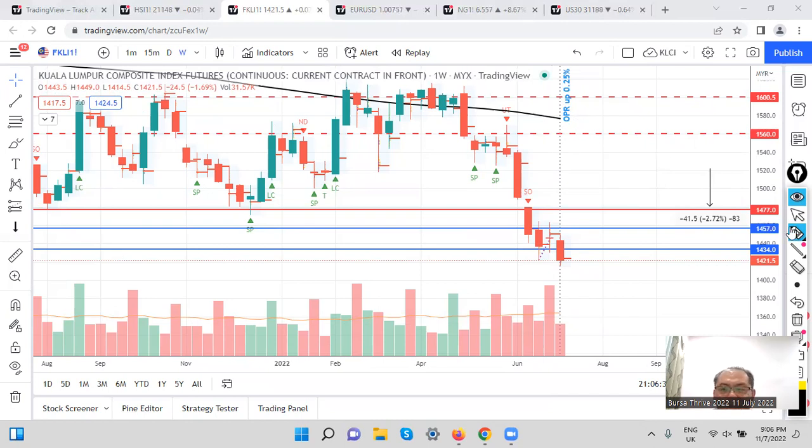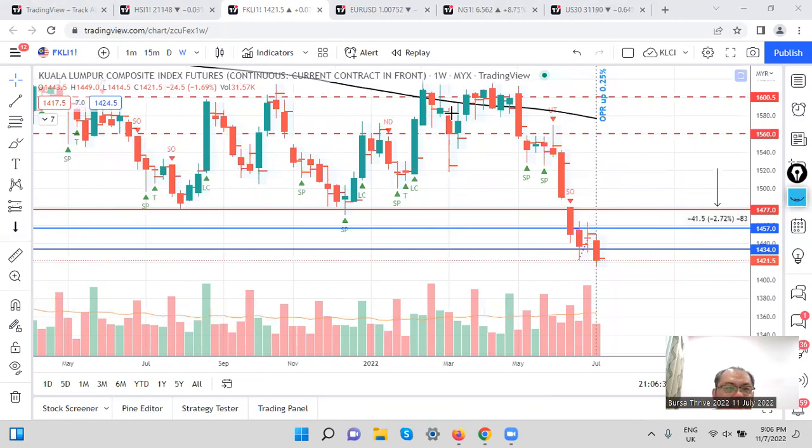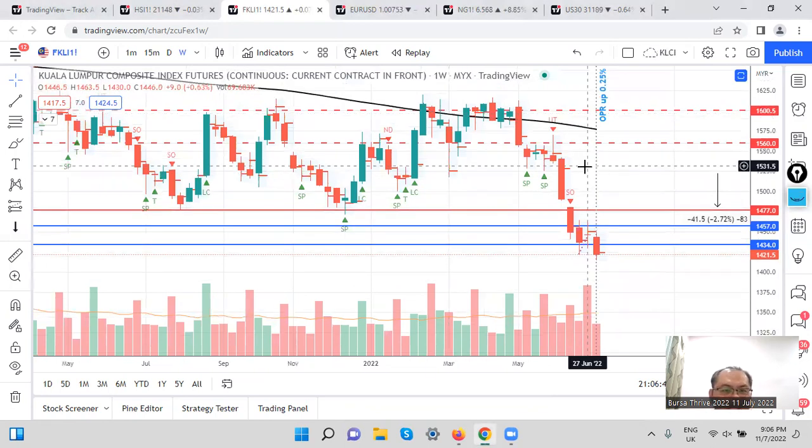If just increasing OPR or the interest rate was that easy to control inflation, the US wouldn't face a problem right now. So it's not that easy, it's not that direct.